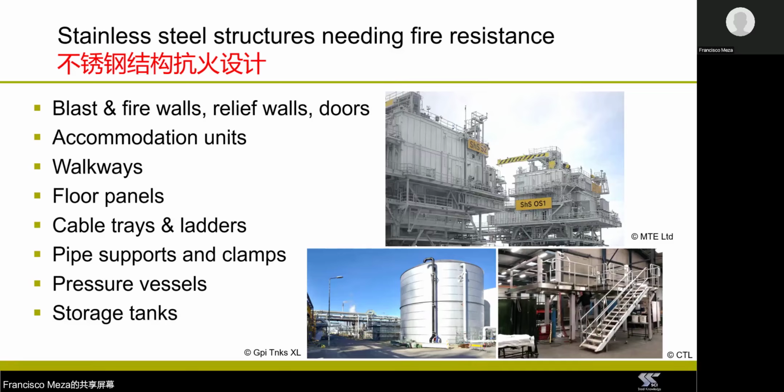And here we have some examples. We have blast and fire walls, relief walls, and doors, which you can find, for example, in offshore platforms, and which are used to protect people, critical equipment or key infrastructure from explosions and fires. We also have accommodation units, walkways, pipe supports and clamps, pressure vessels, storage tanks, etc.